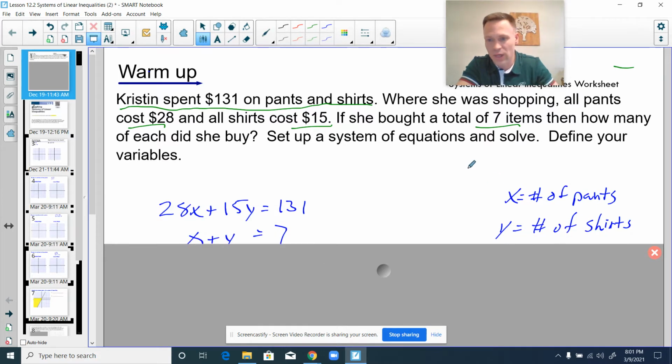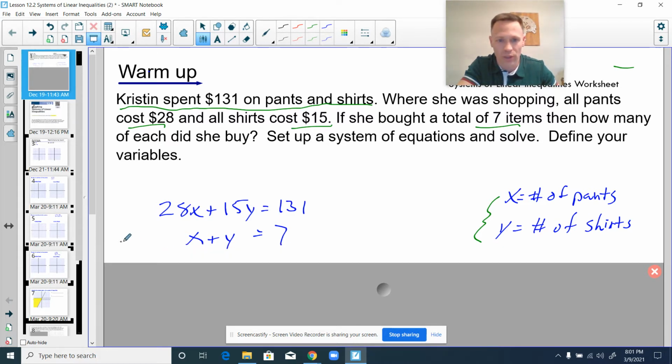So what I did is right here, I defined X as the number of pants that she bought and Y as the number of shirts that she bought. I was able to write one equation on the bottom that was X plus Y, so the number of pants plus the number of shirts must be equal to the 7 items that she bought. But then the cost of each item times how many that Kristen bought should be $131. So that's where you get the $28 times the number of pants plus the $15 times the number of shirts is equal to 131 bucks. So there's my system.